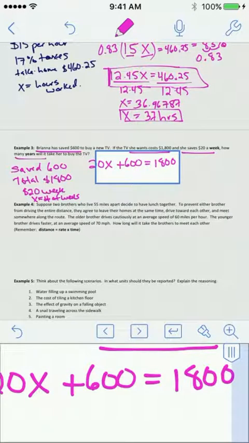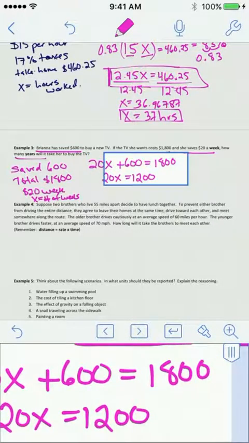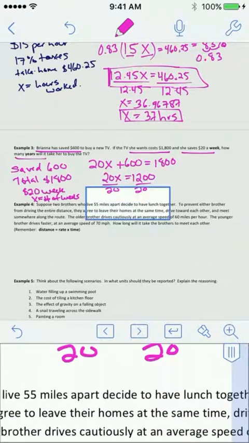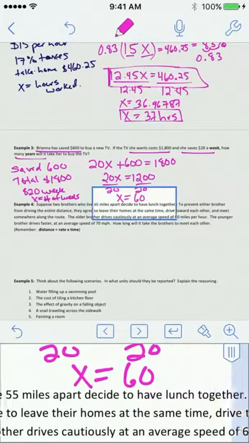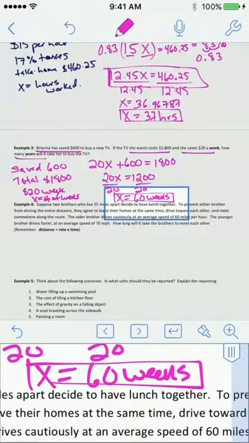We'll subtract. Start as far away from your variable as you can. We end up with 20x equals 1,200. So subtract 600 from both sides. Now we'll divide by 20. We end up getting x is equal to, I want to say 60. Yep, x is equal to 60 weeks. And that's our solving part, right?